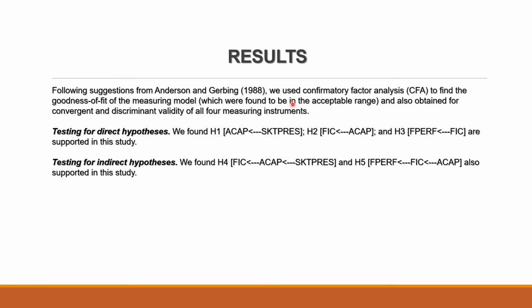After collecting the data, we performed confirmatory factor analysis to find out the goodness of fit of the measuring model, and we found that they all are in the acceptable range. Furthermore, we also calculated convergent and discriminant validity of all 4 measuring instruments. After that, we used structural equation modeling to examine the direct hypotheses, which we had 3, and they all have been found to be supported in this study. We also tested 2 indirect hypotheses, H4 and H5, and they have also been found to be supported in this study.